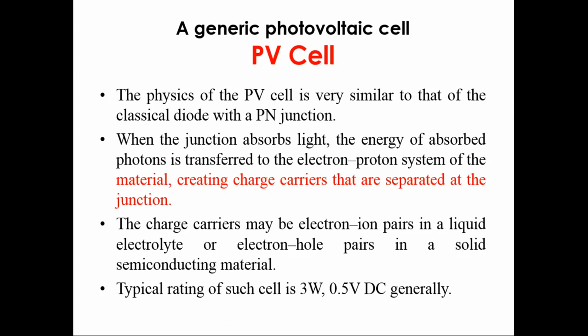When the junction absorbs light, in case of a PV cell or an array or a module, I will cover in upcoming slides how the cell, module, string, etc. turn into a large power plant. When the junction absorbs the light, the energy of the absorbed photons is transferred to the electron-proton system of the material, creating charge carriers separated at the junction. The charge carriers may be electron-ion pairs in a liquid electrolyte, or electron-hole pairs in solid semiconducting materials.